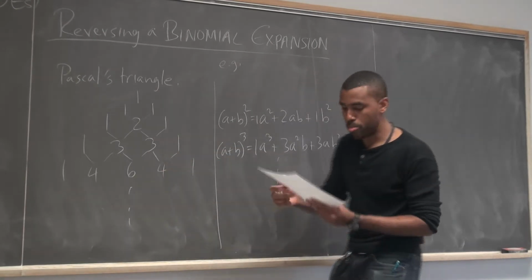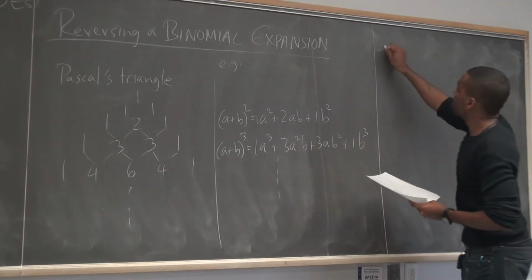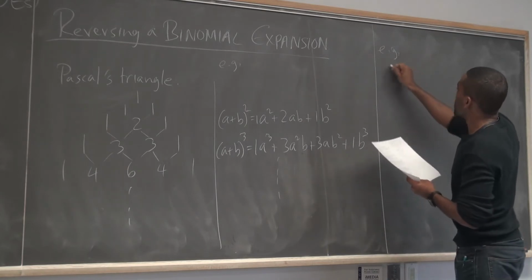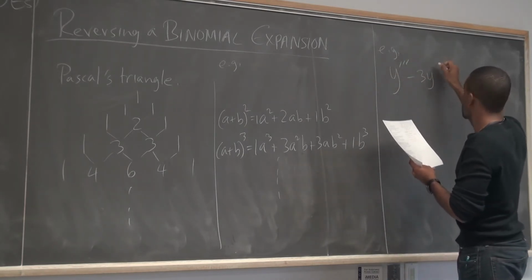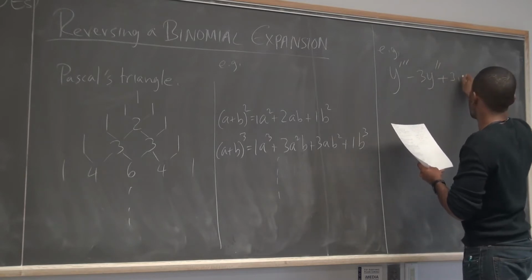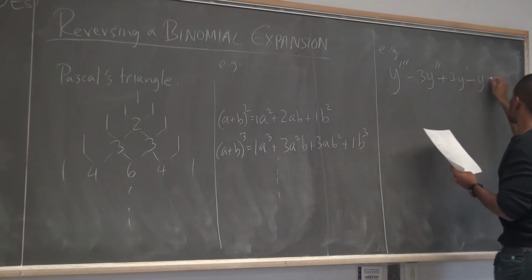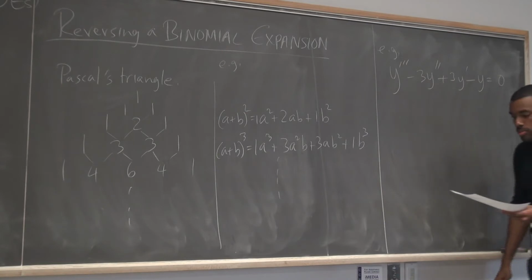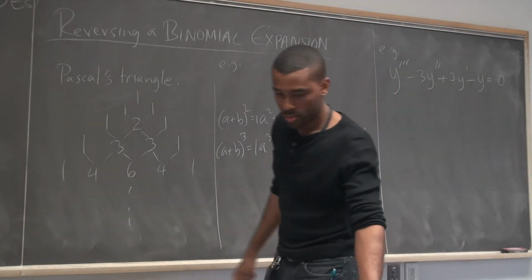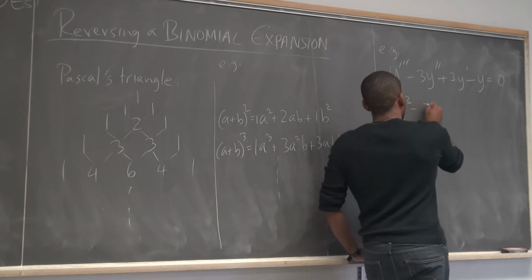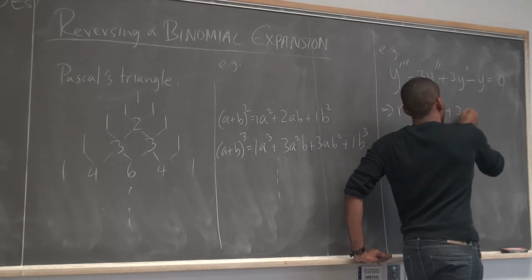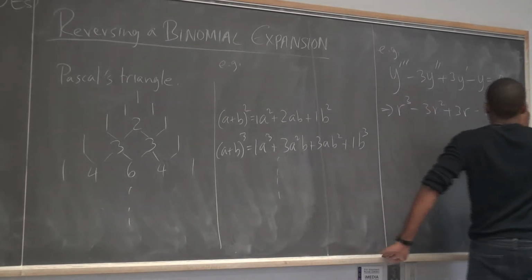So for example, y triple prime minus 3y double prime plus 3y prime minus y equals 0. The characteristic equation here would be r cubed minus 3r squared plus 3r minus 1.